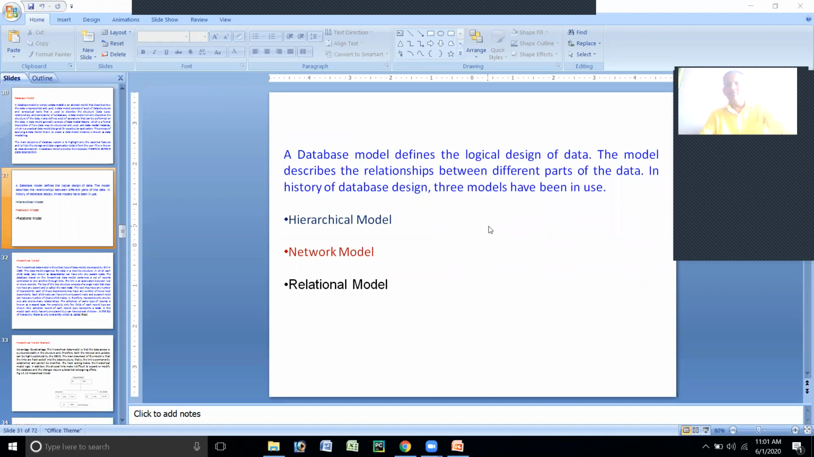After one mark questions, now we are moving to a set of questions. That is, database model defines the logical design of the data, right?